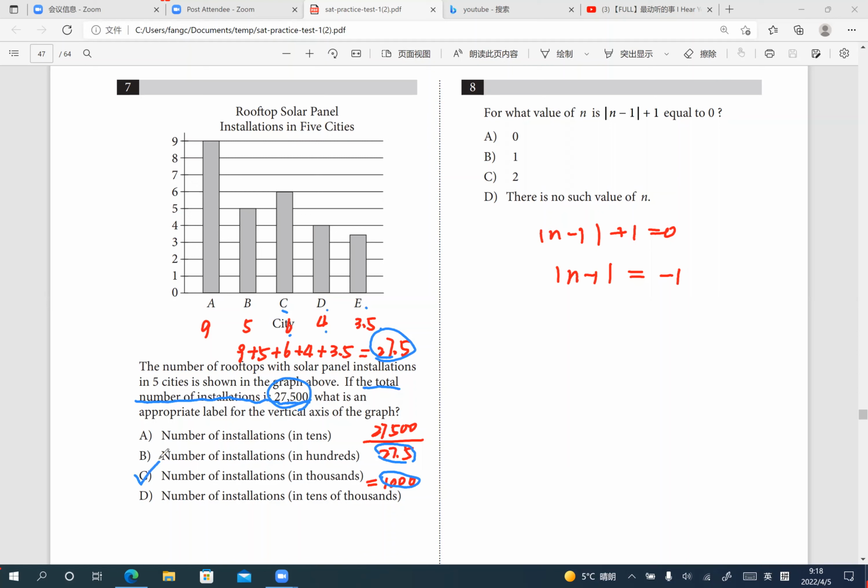Question 8. For what value of n is the absolute value of n minus 1 plus 1 equal to 0? So we can have our equation, the absolute value of n minus 1 plus 1 equals 0. And so the absolute value of n minus 1 should be equal to -1. The problem is, the absolute value of any number can't be negative. It can be 0, it can be positive, but it can't be negative. So we should choose option D. There is no such value of n that satisfies this equation.